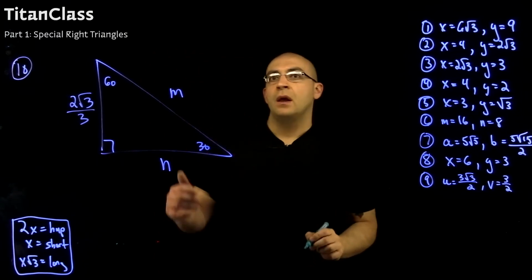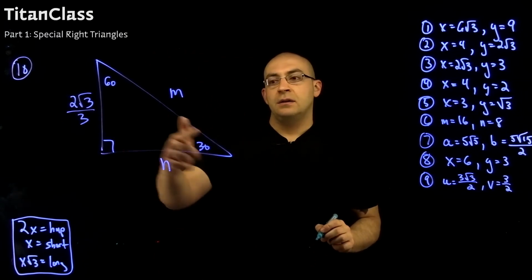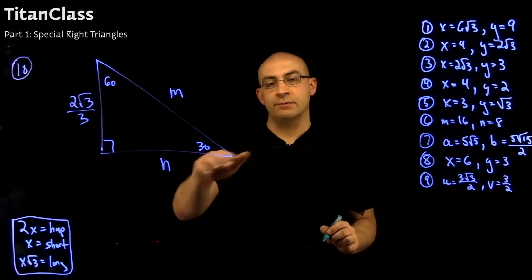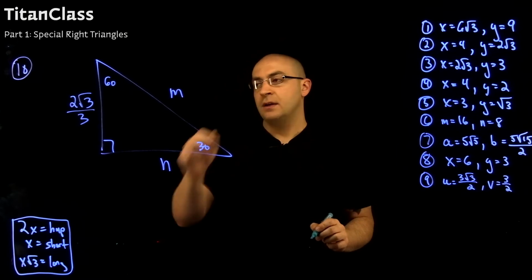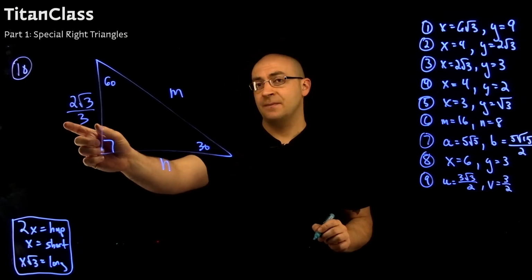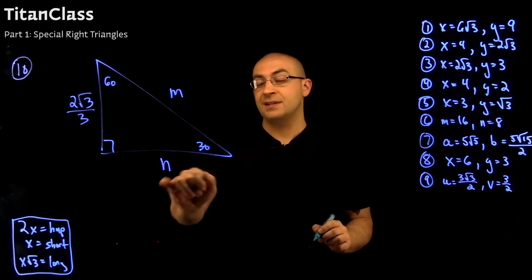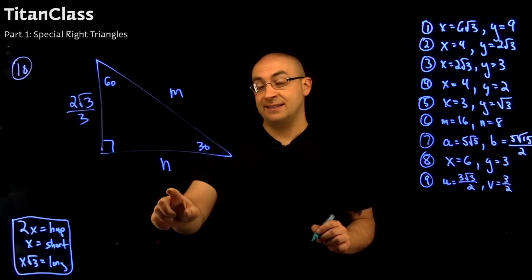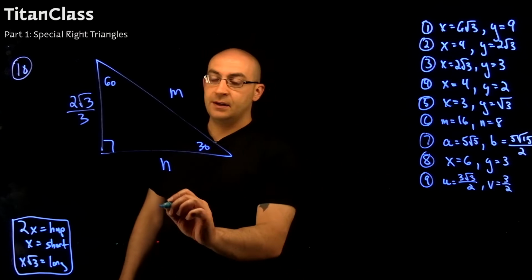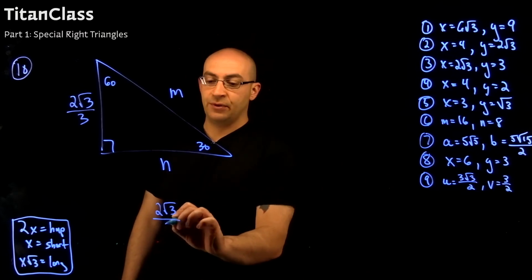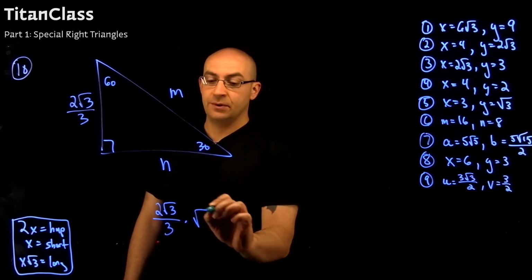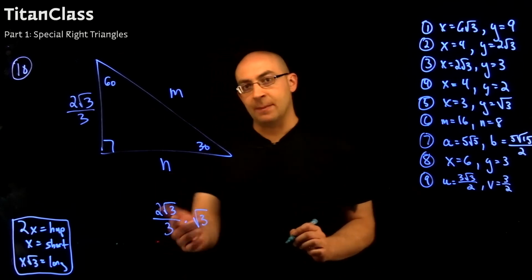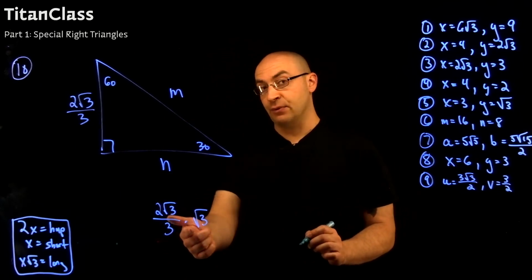All right, now, short side. The short side is always opposite of the 30 degrees, and x root 3 is always adjacent to the 30 degrees. Okay, so if this represents x, and I know the long side is x root 3, we can substitute this x into the x for here and simplify. So we have 2 root 3 over 3 times root 3. I'm going to combine the terms of my multiplication, so I'm actually just going to be multiplying the root 3 times the root 3.